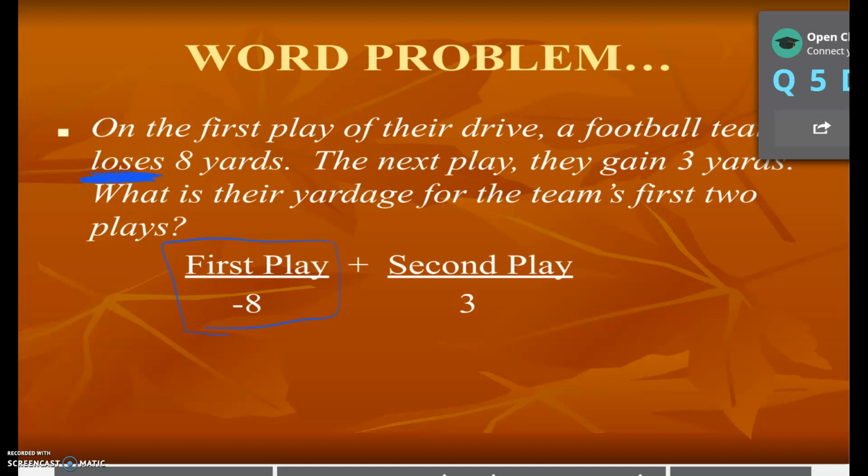Then the next play, they gain 3 yards. So for that play, we're using a +3. Basically, what the football team did is they lost 8 yards, -8, but then they added 3 because that was positive. So if I were going to model a problem like this, I would say that would be -8 plus 3.